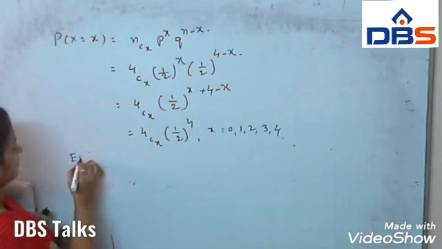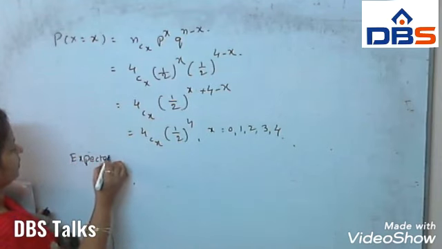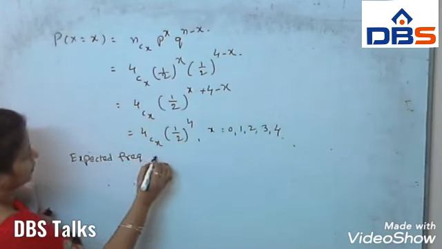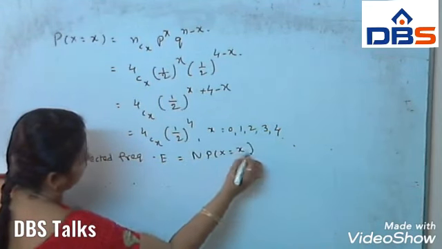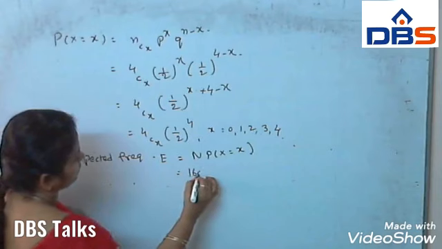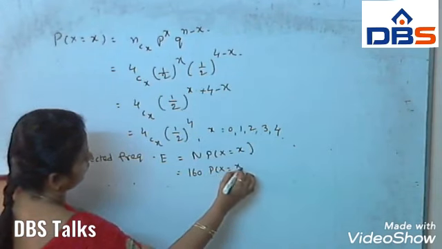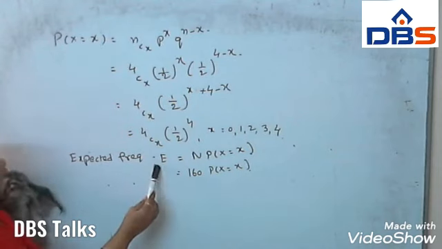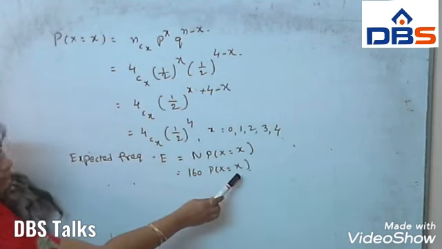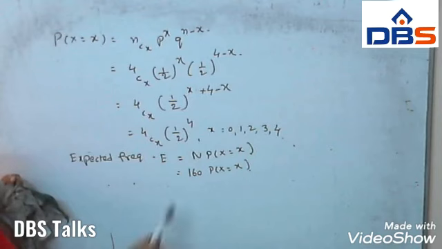Expected frequency: E equal to n into p of x equal to x. N means 160 into p of x equal to x. So first you have to find the expected frequency E value for each x. Using this formula, we have to find the expected frequency for each x.